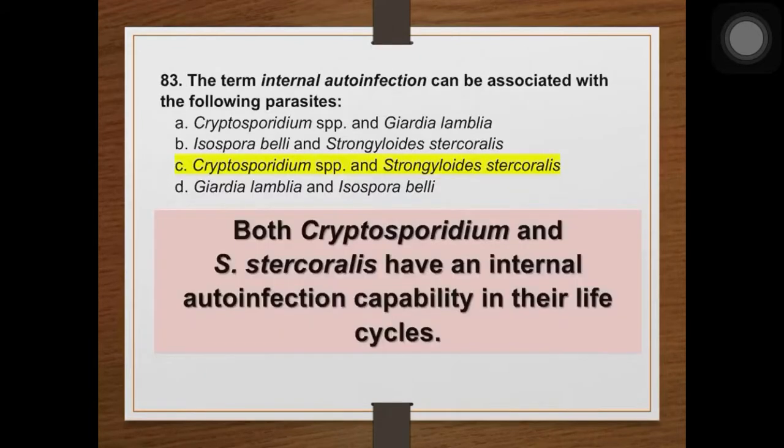Number 83, internal autoinfection is possible with Cryptosporidium and Strongyloides stercoralis. Correct answer 83, letter C. Huwag kakalimutan po, Cryptosporidium and Strongyloides. Correct answer 83, letter C.